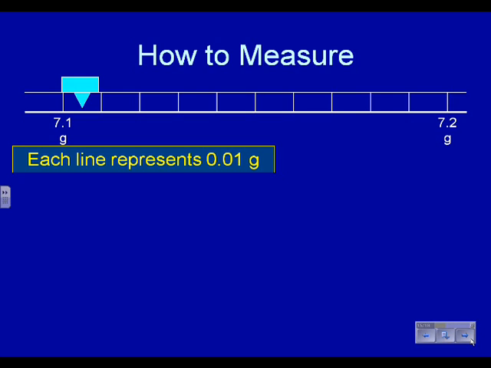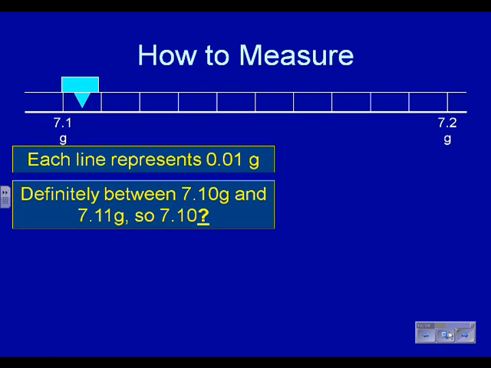Each line on this balance represents 0.01 grams. Notice that the 7.1 gram line is marked and the 7.2 gram line is marked, but if you count, there are 1, 2, 3, 4, 5, 6, 7, 8, 9, 10. That distance between 7.1 and 7.2 has been broken up into 10 equal divisions. And that means that each one of those lines now represents 1/100th of a gram, because we can go that extra digit if we have the 10 markings between the previously known and the next known. Right? So that means that for sure I know my mass is greater than 7.10 but less than 7.11.